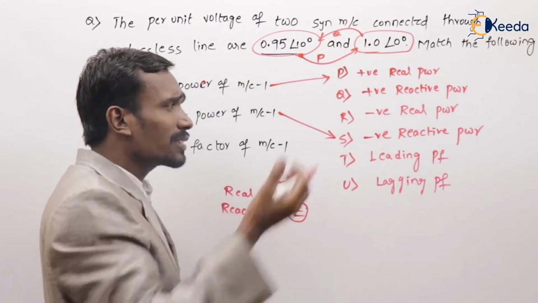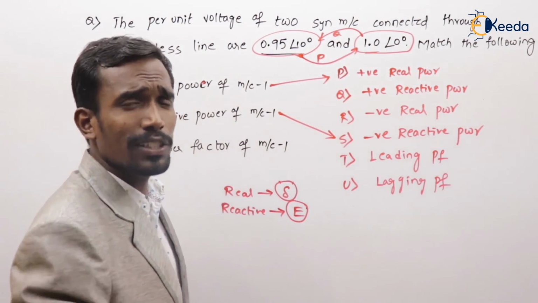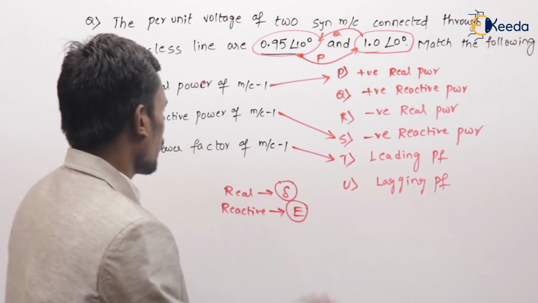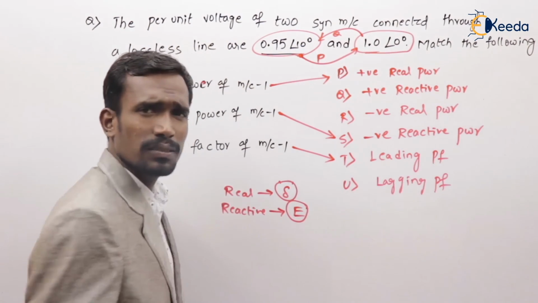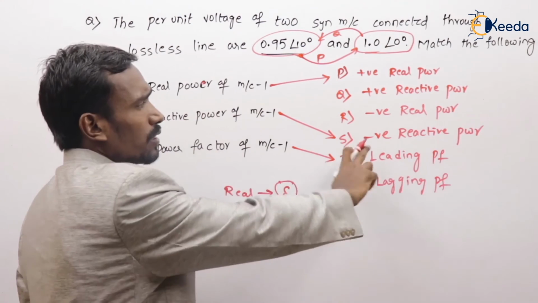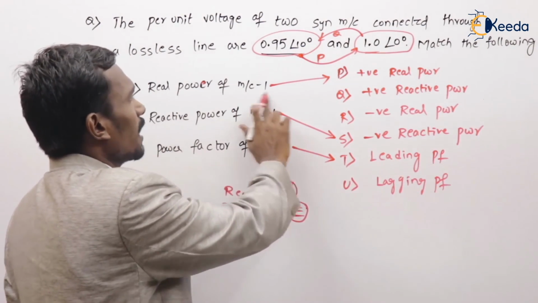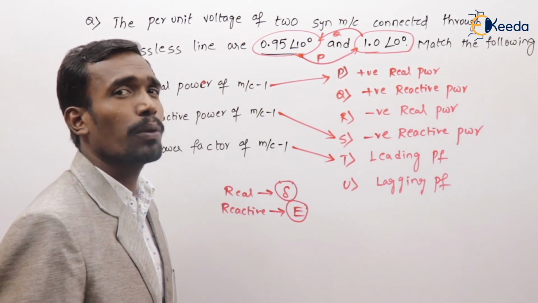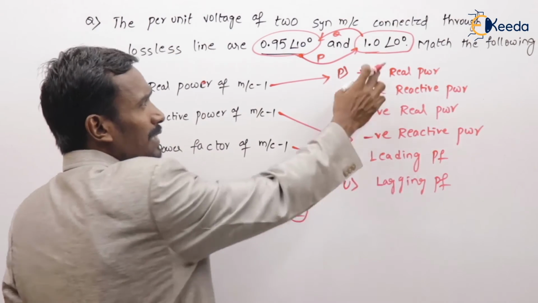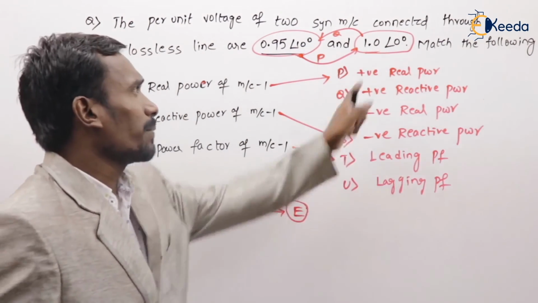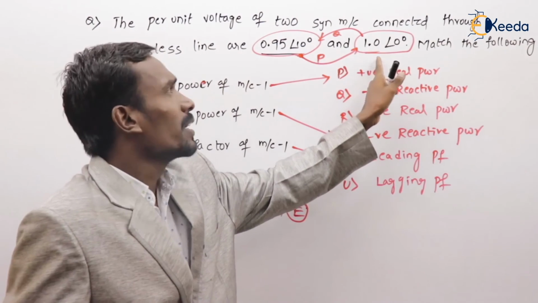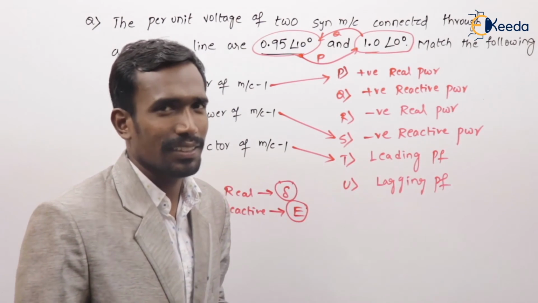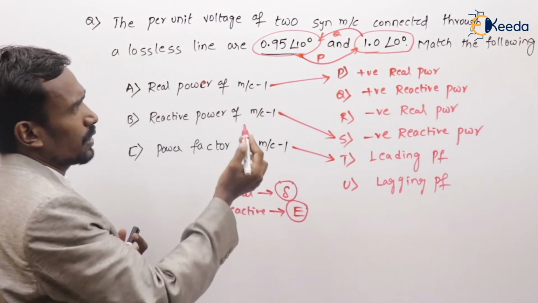Generally, a machine absorbs reactive power under a leading load. So the power factor of machine 1 is leading, the reactive power of machine 1 is negative, and the real power of machine 1 is positive. This is simple. For example, if they ask for machine 2, real power is negative, reactive power is positive, and it operates at a lagging load. So these are our answers.